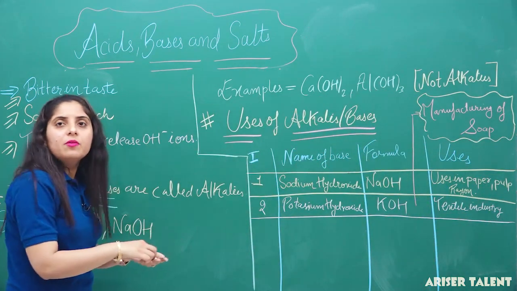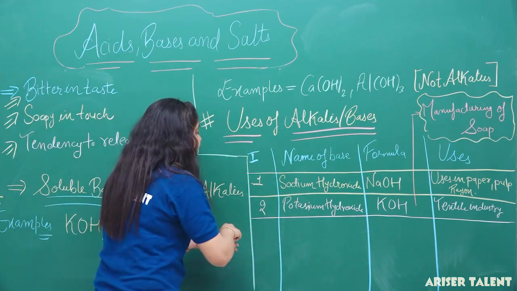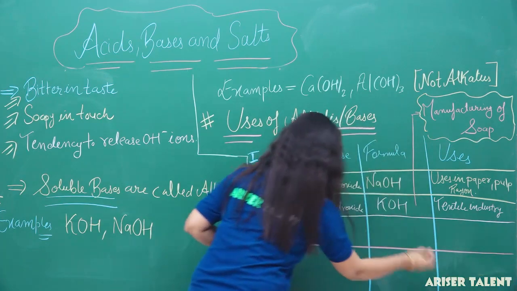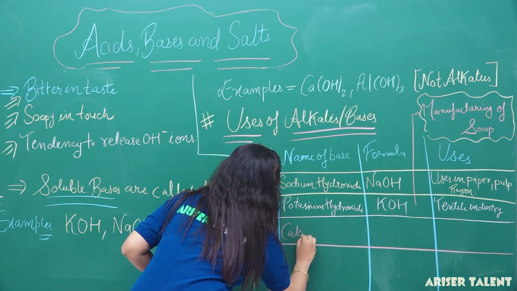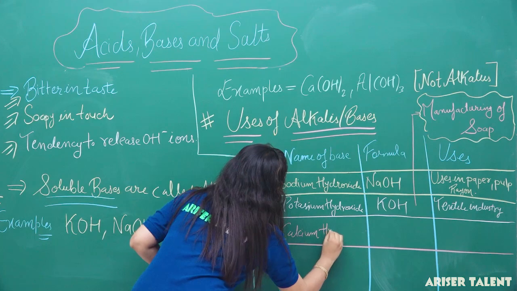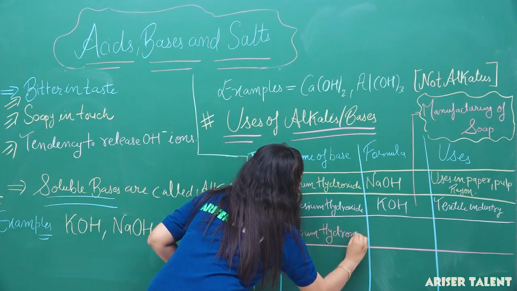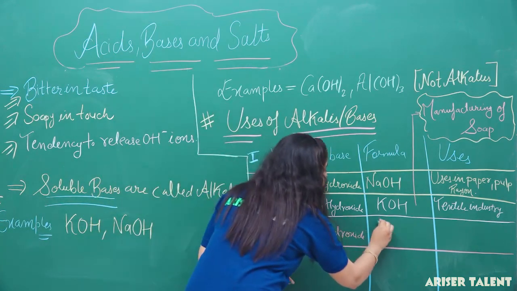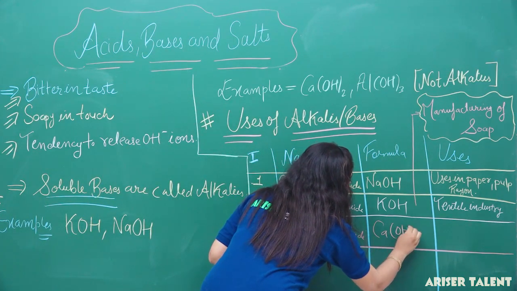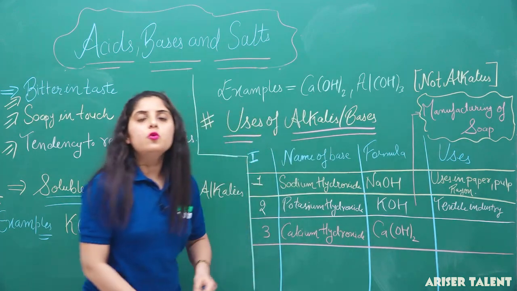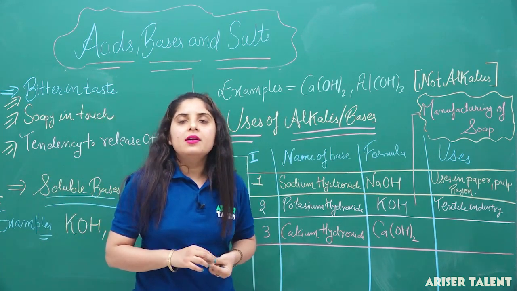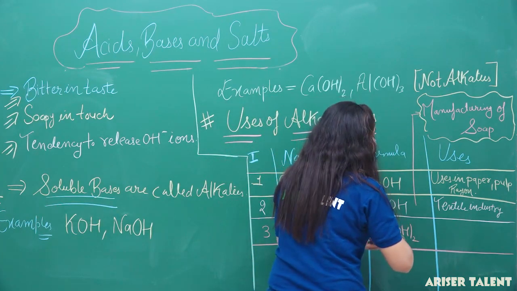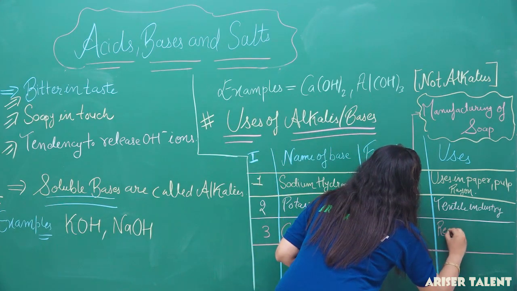Now we are proceeding to our third base, that is calcium hydroxide. Calcium hydroxide has the general formula Ca(OH)2. It is used in bleaching and it is used for removing the hardness of water. So its general application is removing hardness of water.